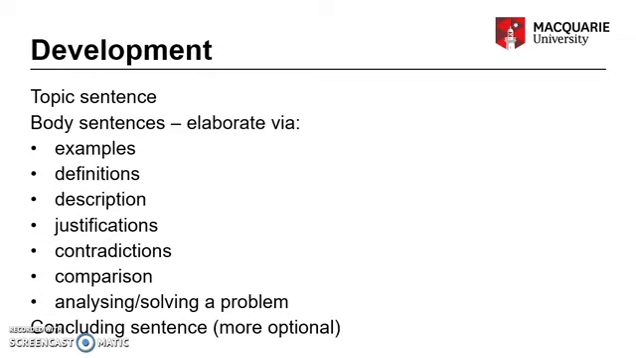Development is the way the paragraph progresses from the topic sentence to the concluding sentence, if there is one. So, what the body sentences do. Body sentences generally elaborate on the topic sentence in some way, and here is a list of just some of the ways that this can be done.